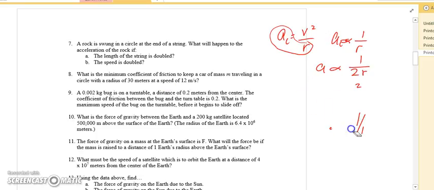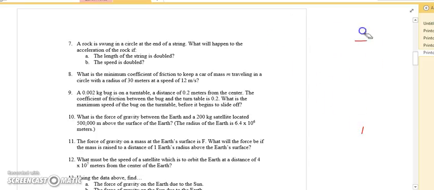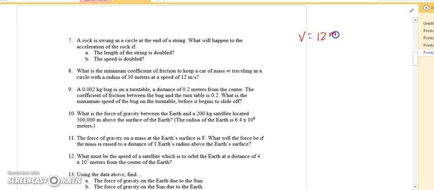Question 8 here, it says, what is the minimum coefficient of friction to keep a car of mass m traveling in a circle with a radius of 30 meters at 12 meters per second? So velocity is 12 meters per second, 30 meters is the radius, and m is the mass, which we're going to find out actually cancels out in the problem.